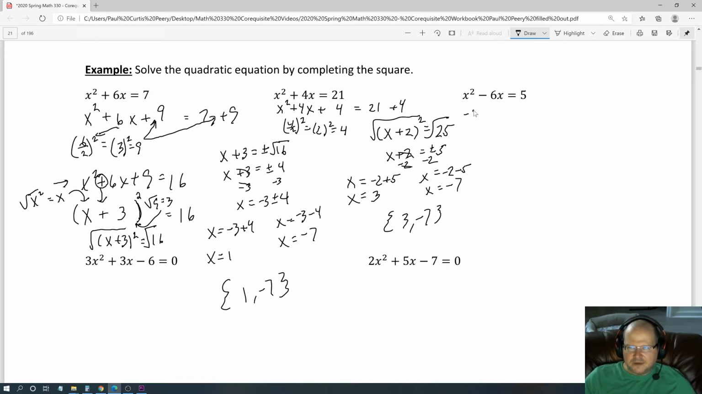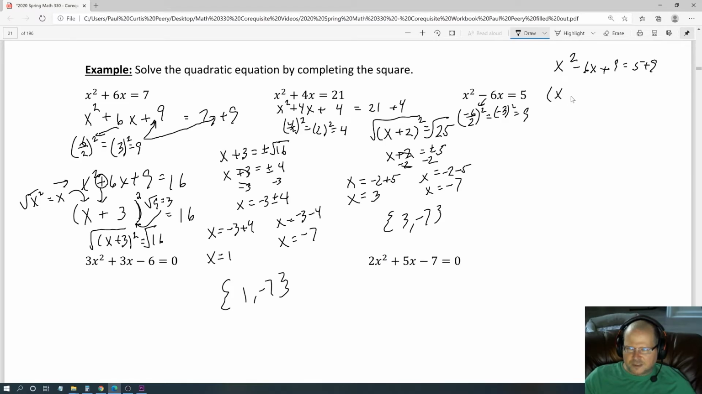Next one, I have a negative 6 for the middle term. I divide it by 2 and I square it. That would give me negative 3 squared, which gives me a 9. All right, so I add 9 to both sides. So I'm just going to do x squared minus 6x plus 9 and 5 plus 9, which gives me x.